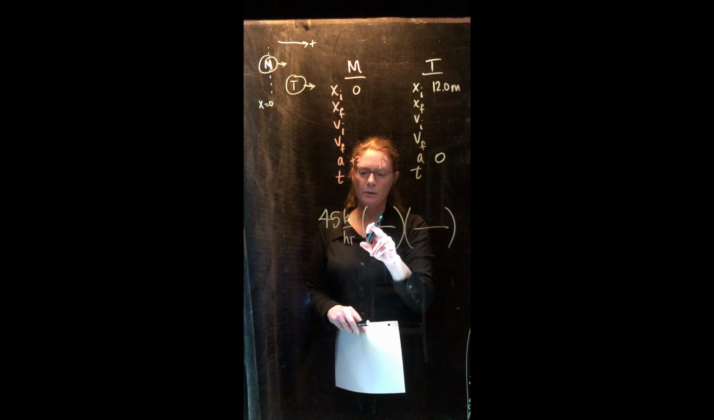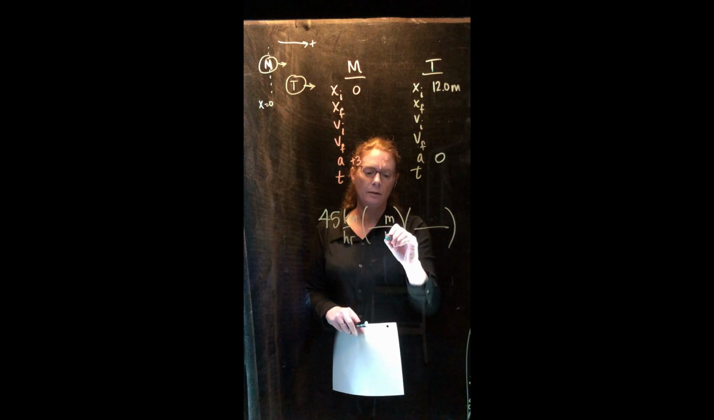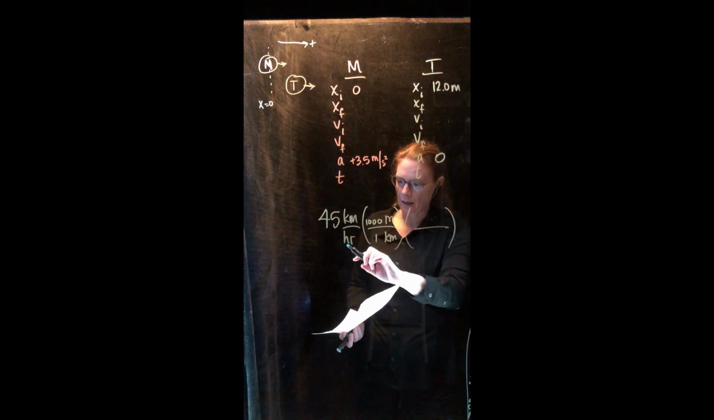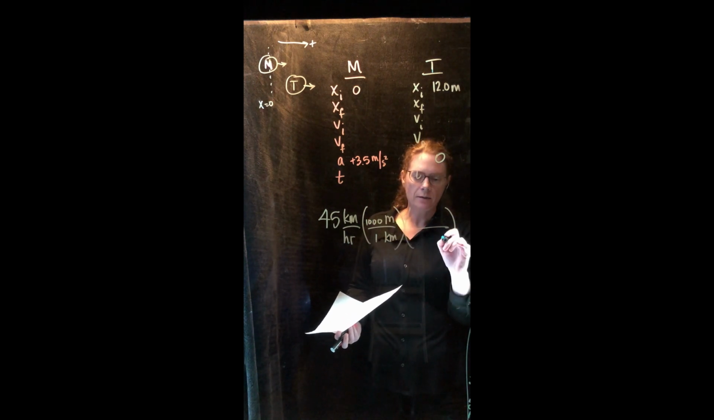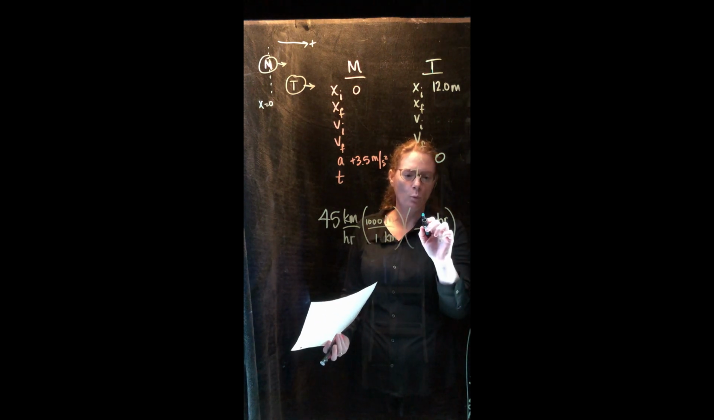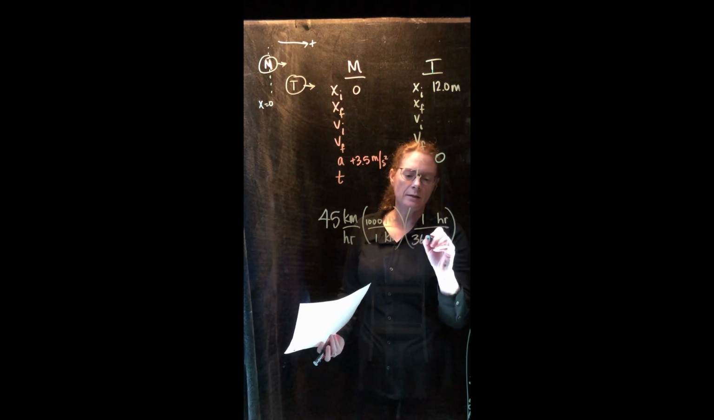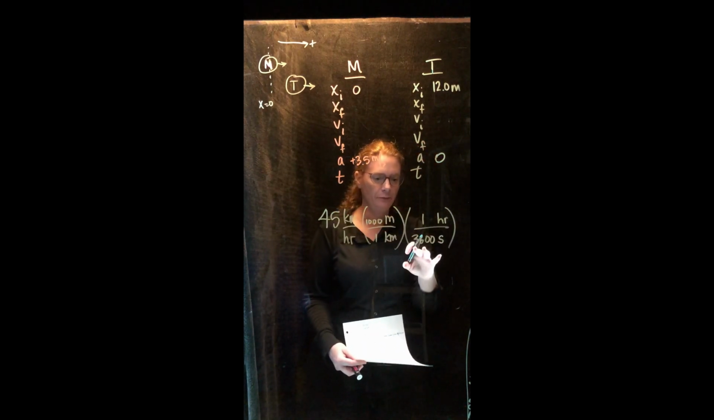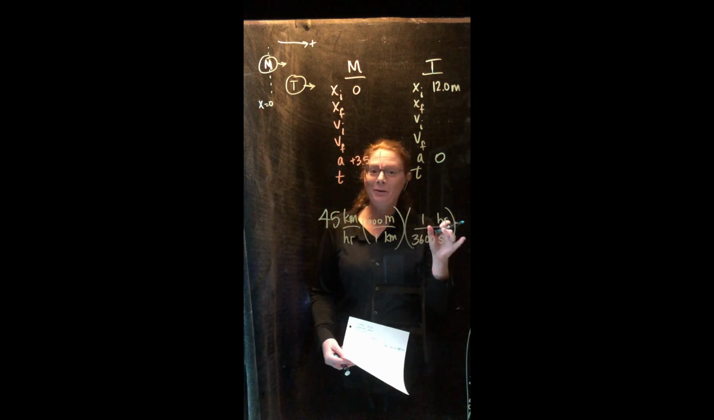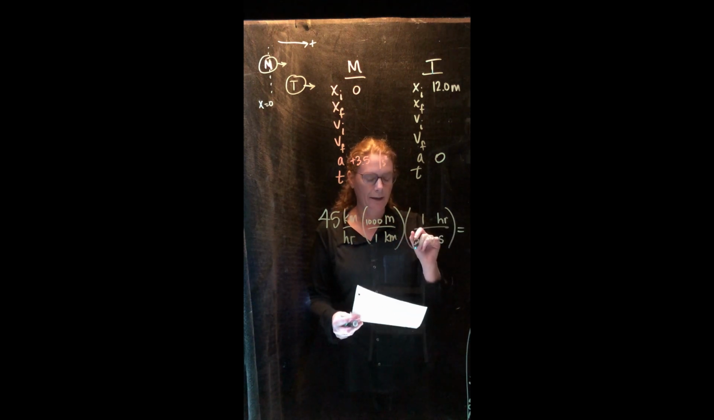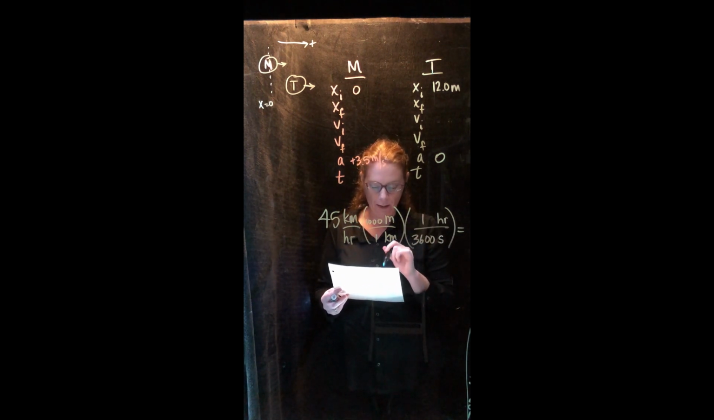I need to convert kilometers to meters, so I want meters on top, kilometers on bottom to cancel there. 1 kilometer is 1,000 meters. And I need hours converted to seconds, so I want seconds on the bottom, and hours on top will cancel the hours on bottom there. 1 hour is 60 times 60, 3,600 seconds. So 45 times 1,000 divided by 3,600. Grab your calculator, do this, and that should give you an answer in meters per second. So go do that, and let me see what I got.